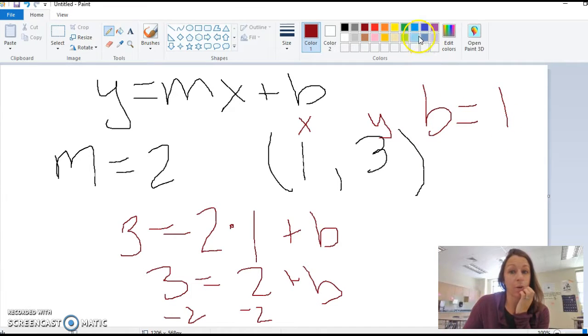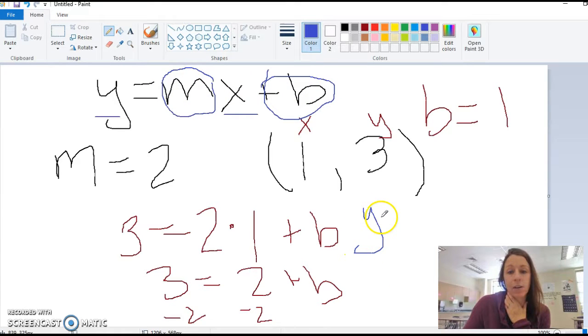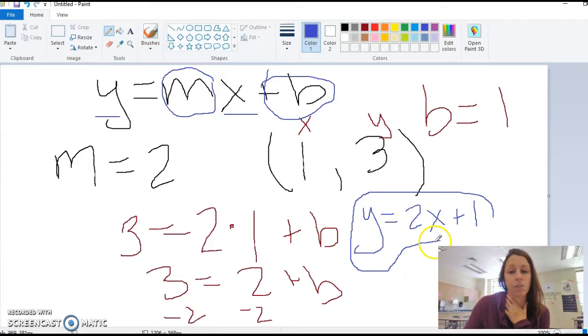And then we have to write our equation. Our equation is always still going to have a y and an x in it. The only thing that we need to replace is the m and the b. So our final equation will look like y equals m, which is 2, times x plus b, which we just found was 1. So here is the equation that we're looking for. So you're going to practice that a little bit today.